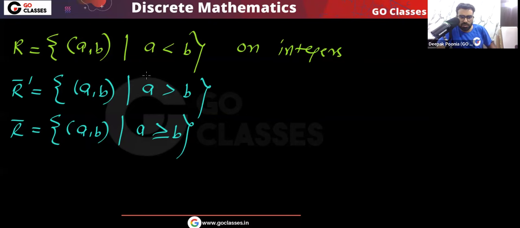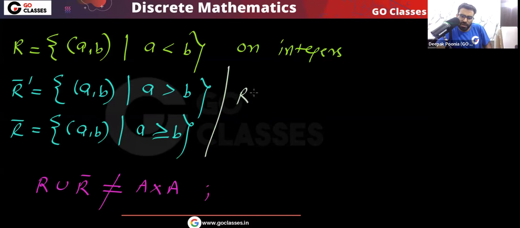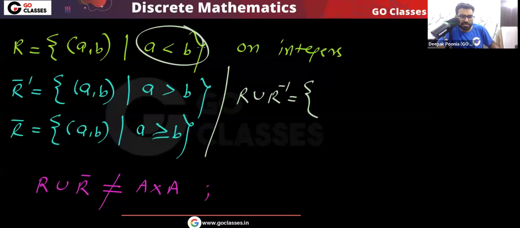So you can notice one thing here: if I do R union R inverse, that does not become the universal relation. Tell me, in this example, what will R union R inverse be? You can see R is (a, b) where a is less than b, and R inverse is (a, b) where a is greater than b.